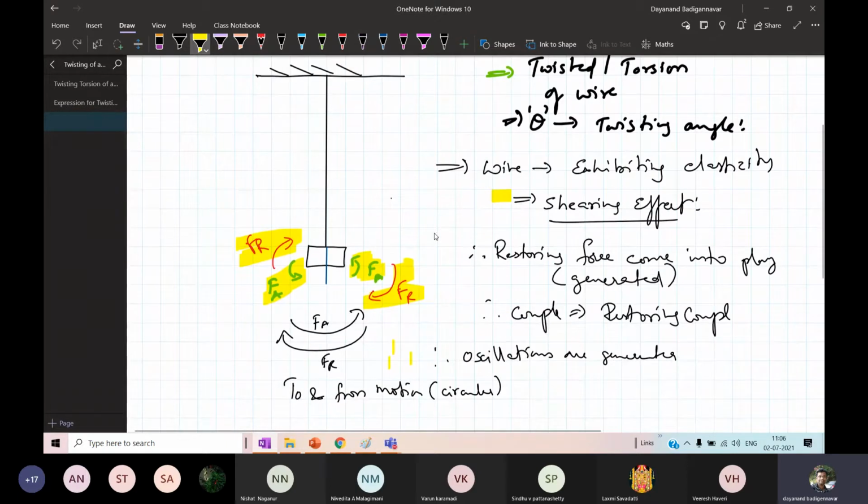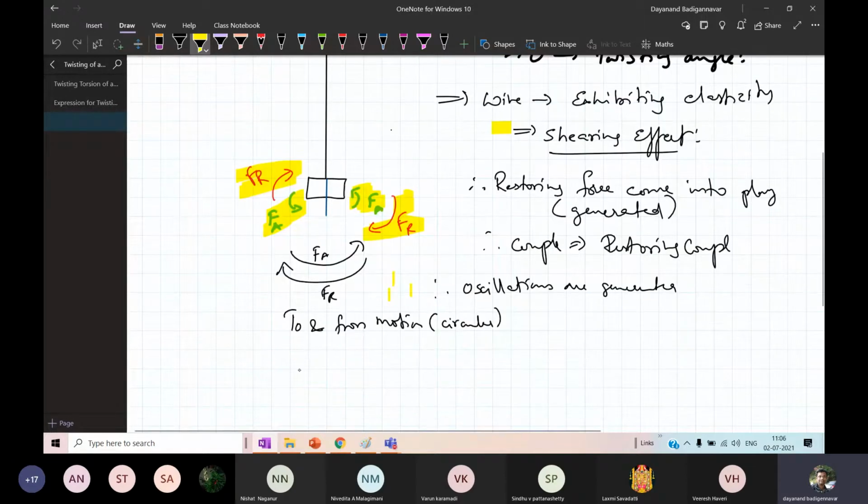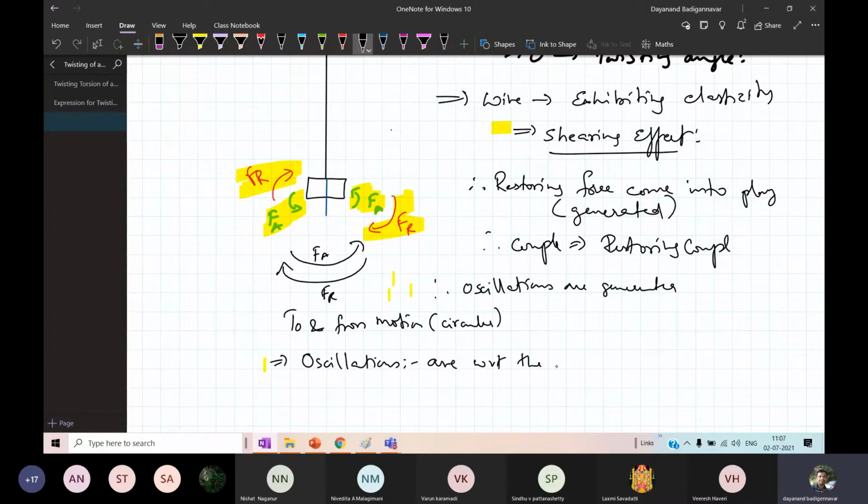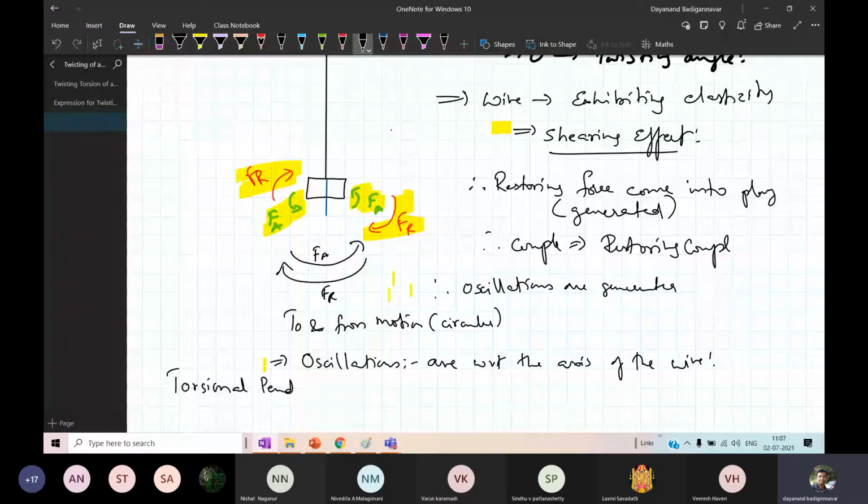So how do you define this torsional pendulum? Keep in mind here the oscillations are to and fro with respect to the axis of the wire. The wire has an axis, so keep in mind the oscillations are with respect to the axis of the wire, okay. So therefore it's a special type of pendulum. So how do we define the torsional pendulum?